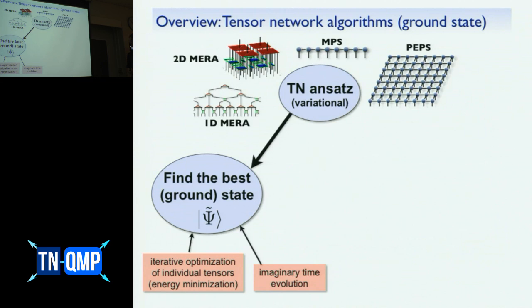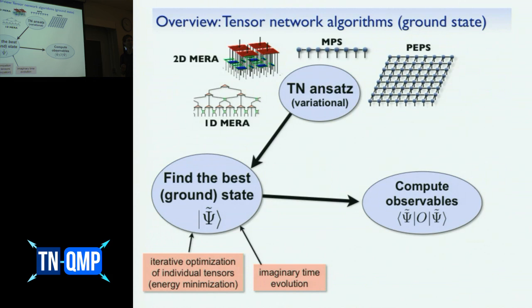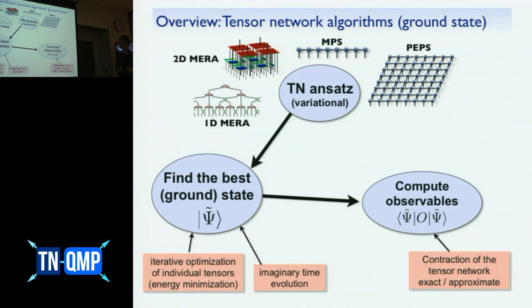And then finally, once you have found the best state, you want to compute observables from that state. So like the energy or correlation functions, or maybe entanglement entropies, and so on. And for this, you have to contract the network, right? The tensor network representing this expectation value. And this contraction of the tensor network can be done in an exact way for matrix product states and also for the MERA. But for PEPS and iPEPS, it can only be done in an approximate way. Right? That's one of the main topics which we're going to discuss in the lecture today.